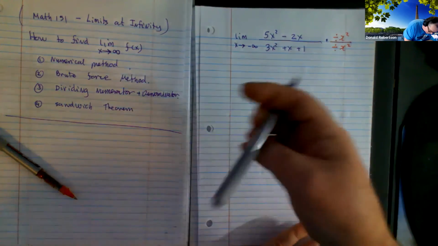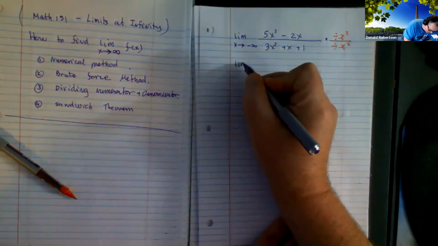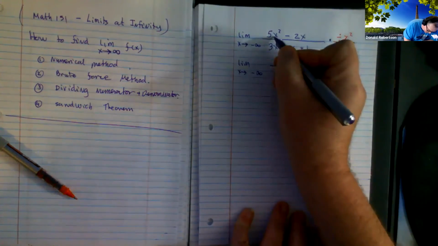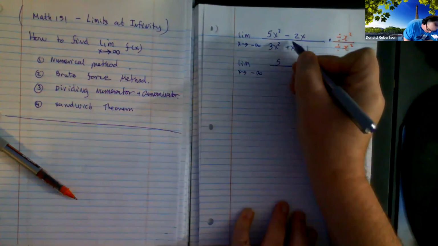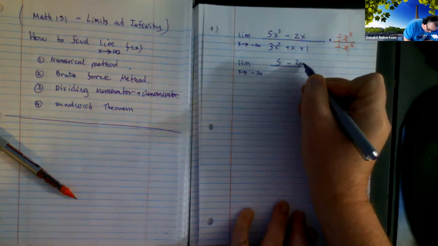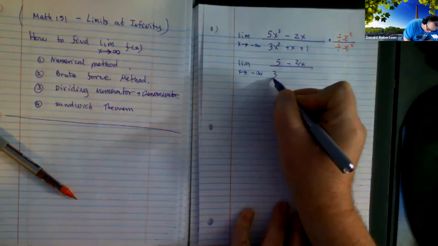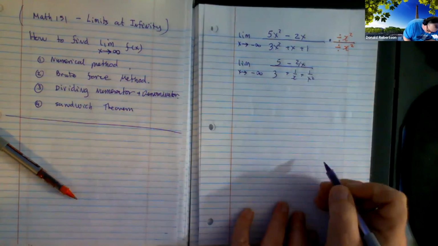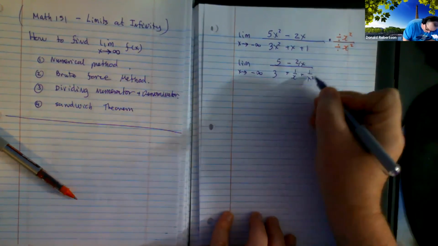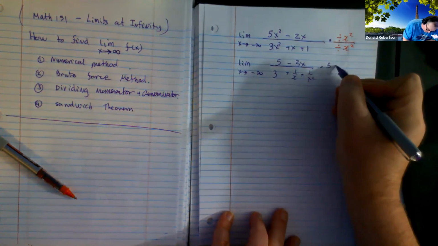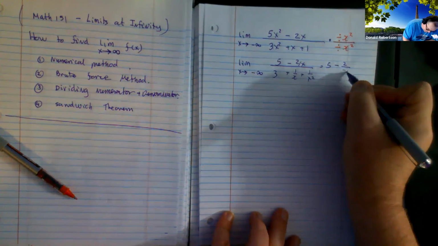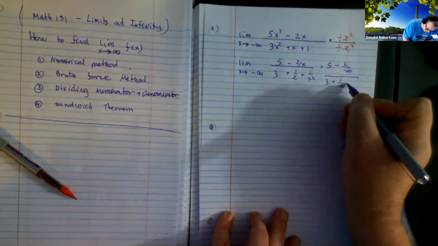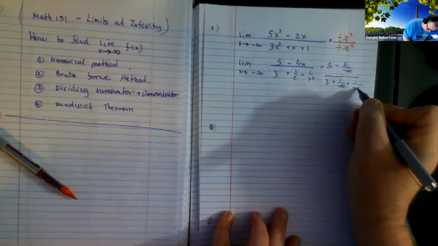Let's see what happens here. We have the limit as x tends to negative infinity. That guy gets you 5. This guy gets you negative 2 over x. This one gets you 3. This one gets you 1 over x. And this one gets you 1 over x squared. I should be able to do brute force now. 5, take away 2 over negative infinity, over 3 plus 1 over negative infinity plus 1 over negative infinity squared.